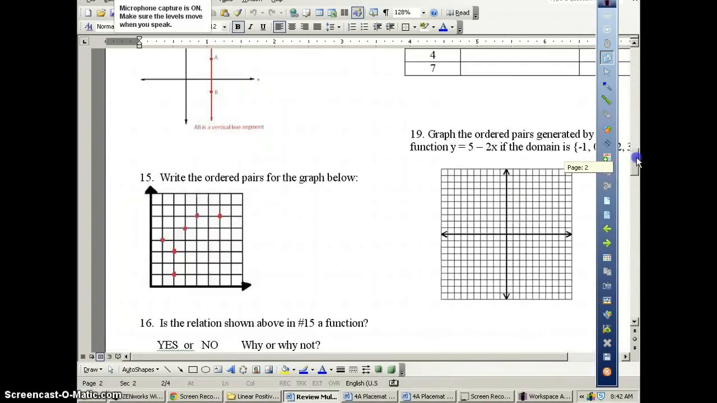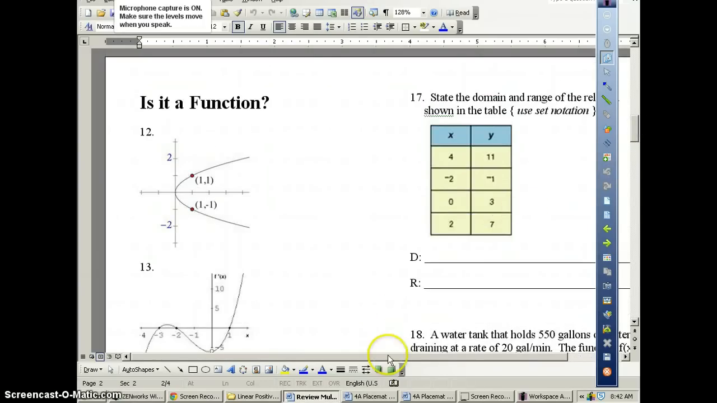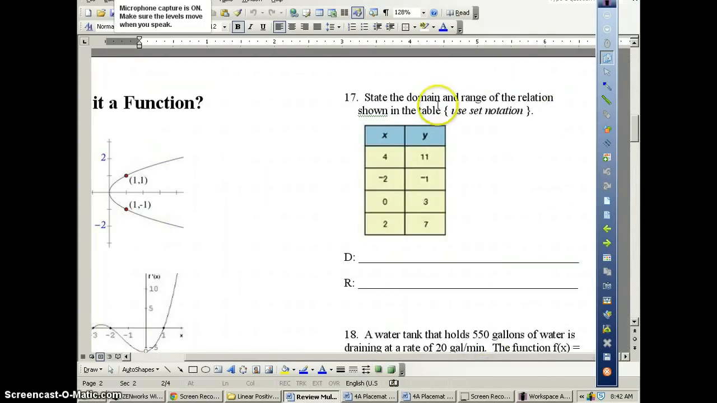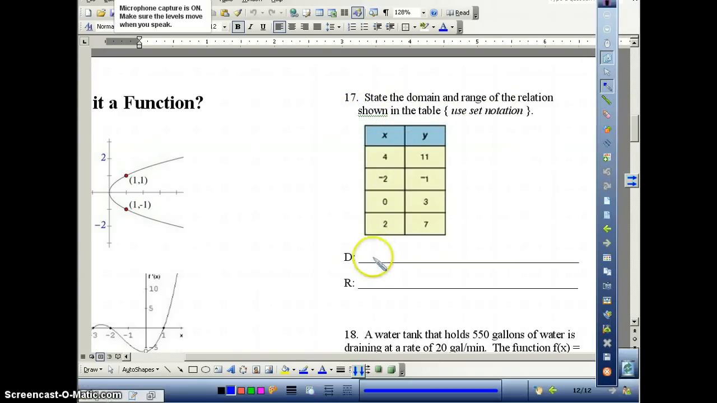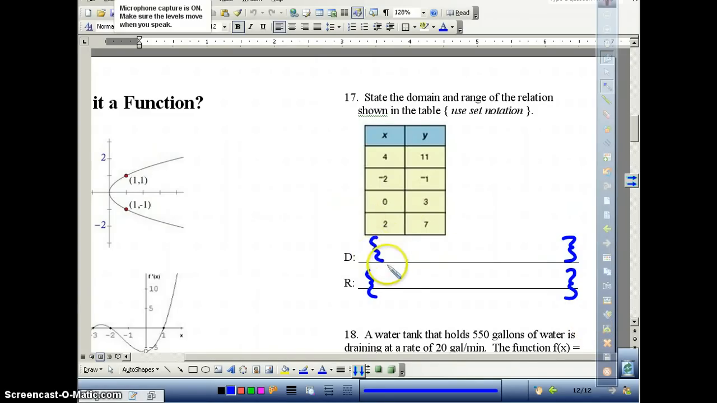All right, let's go look at 17. 17 says, state the domain and the range of the relation shown in the table. Use set notation. Set notation is just those funky little curly brackets that are so hard to make. When you list them this way, if there's any numbers that repeat, you don't repeat them. And usually we put them in numerical order. In our domain, which one's our domain, the X's or the Y's? The X's, yeah.